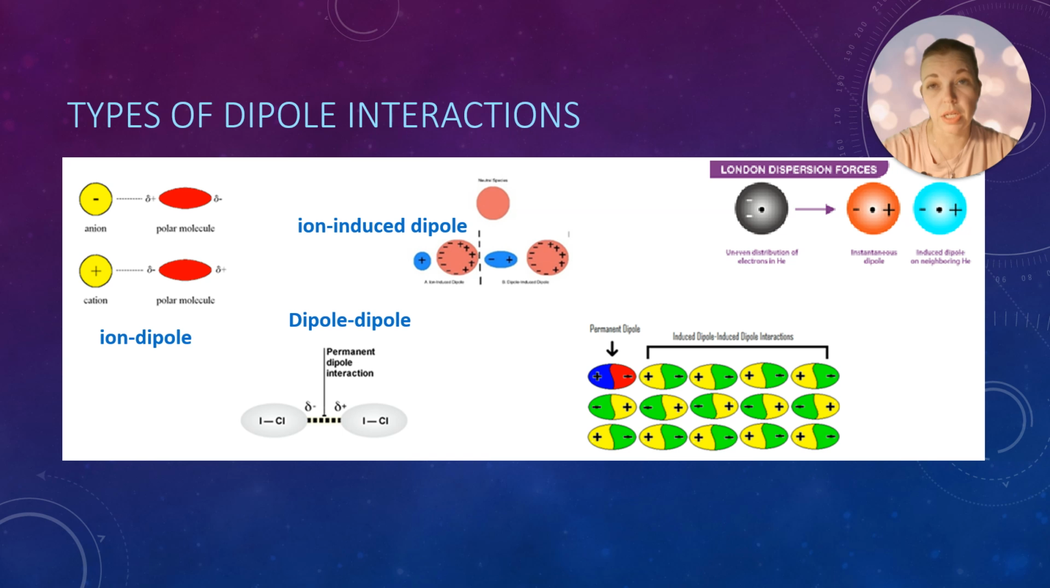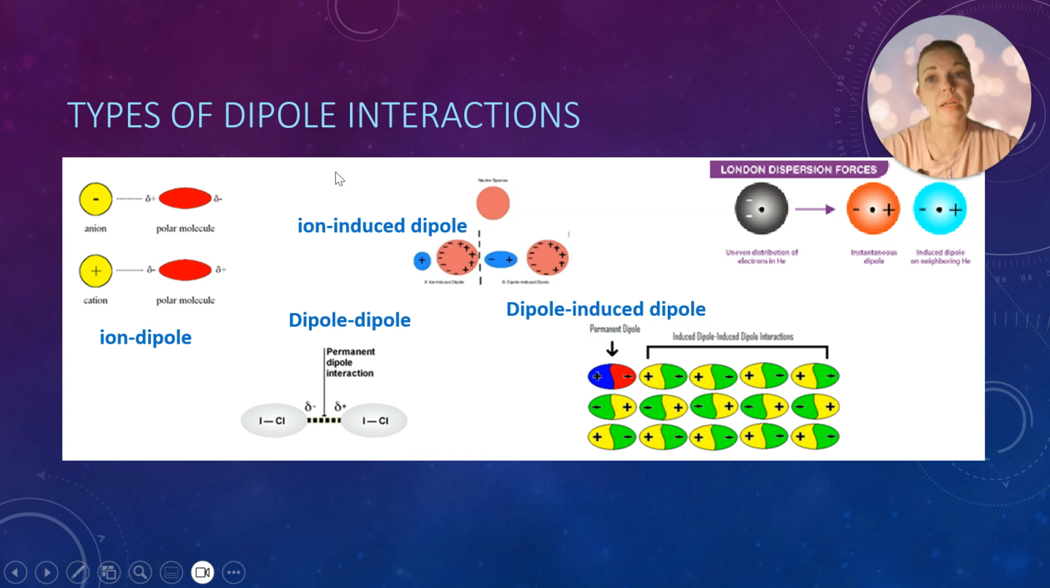We would expect that to probably be weaker than a dipole-dipole because an induced dipole is generally not as strong as a permanent dipole. And then we could also have a dipole-induced dipole, which we would expect to be weaker, again, than an ion-induced dipole. So you can see both of those situations laid out here, and then also here. So this is what a dipole-induced dipole looks like.